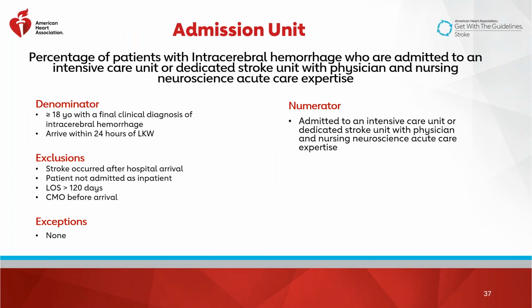Admission unit, this utilizes the new variable that we added. I say new, but I think we added it back in 2019 of the admission unit. That was the reason for this ICH project. So this utilizes that. So now there's a measure for it specifically. So percentage of ICH patients who are admitted to an intensive care unit or a dedicated stroke unit with a physician, nursing, neurosurgeon, acute expertise. So you could look at the measure in the measure document. It'll outline what options in the admission services will pass the numerator.